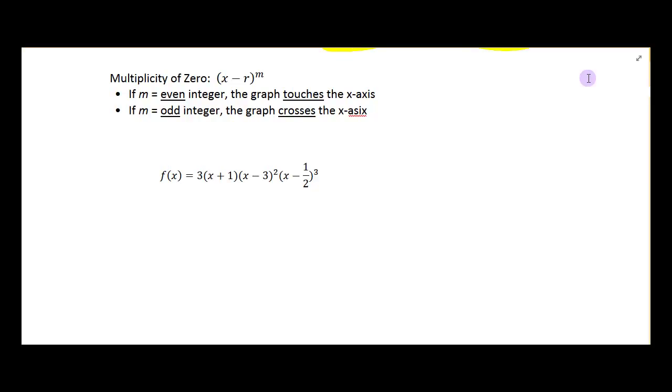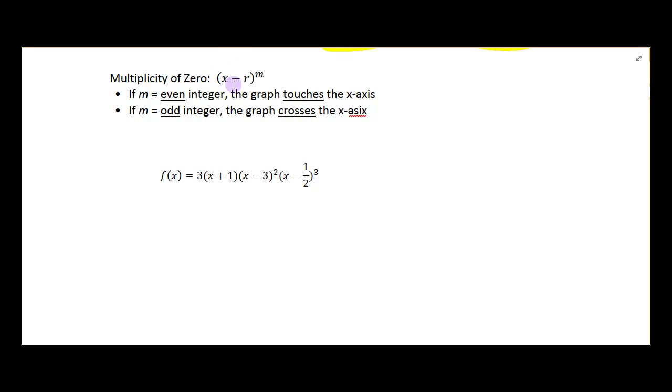Now that we can identify the zeros or the roots of my polynomial, we need to be able to determine whether that root or that x-intercept crosses or touches the x-axis. So here I am going to talk about the multiplicity of my zero. That's what this is called.